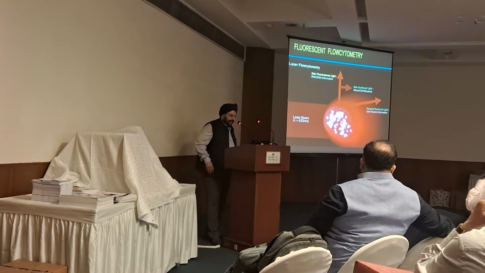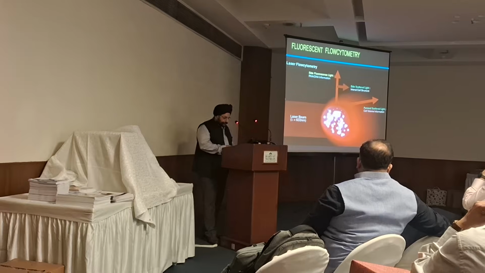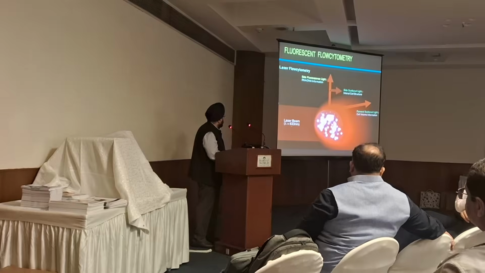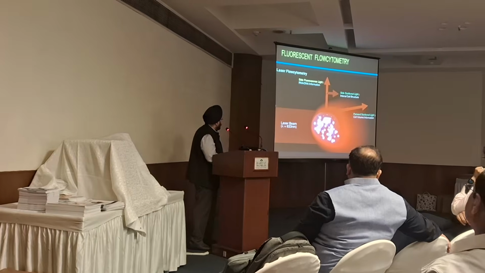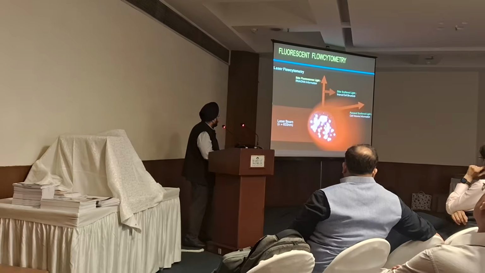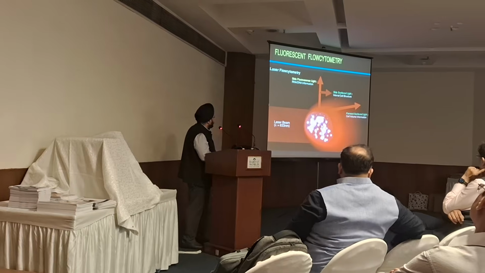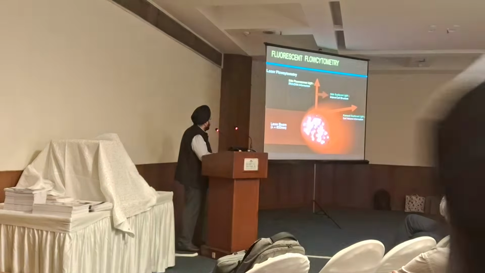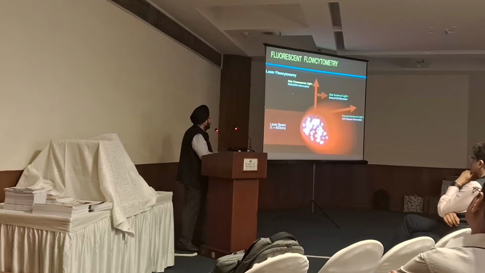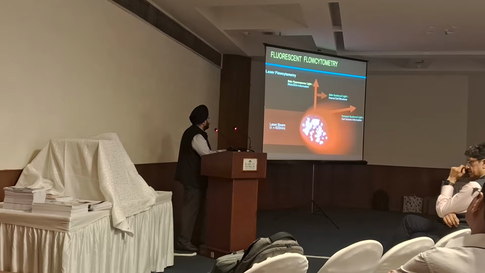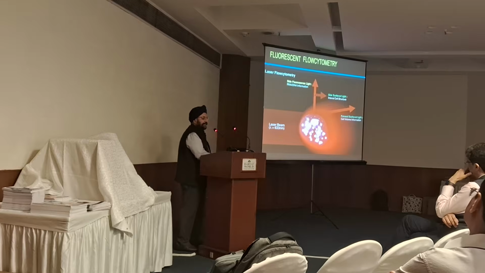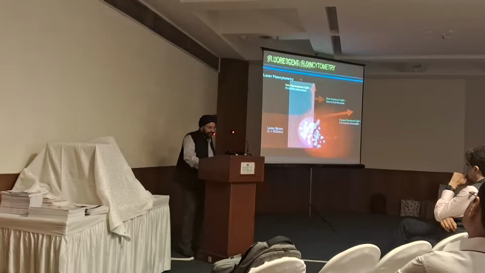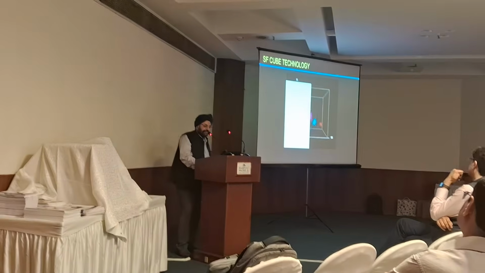So in most modern analyzers, there is a technology that we call fluorescent flow cytometry. What happens here is that there is a laser beam throwing light at 633 nanometer. There is a forward scatter which shows cell volume. There is a side scatter that shows internal structure or the granularity of the cell. And there is a side fluorescence which gives us the RNA and DNA information of the cell. So basically it is telling us that the more immature the cell line, the more is the RNA and DNA content.